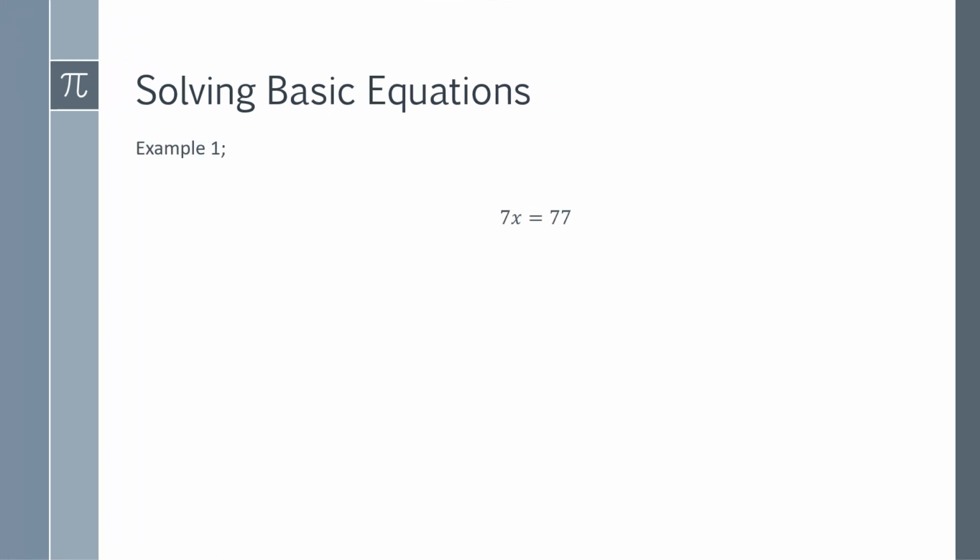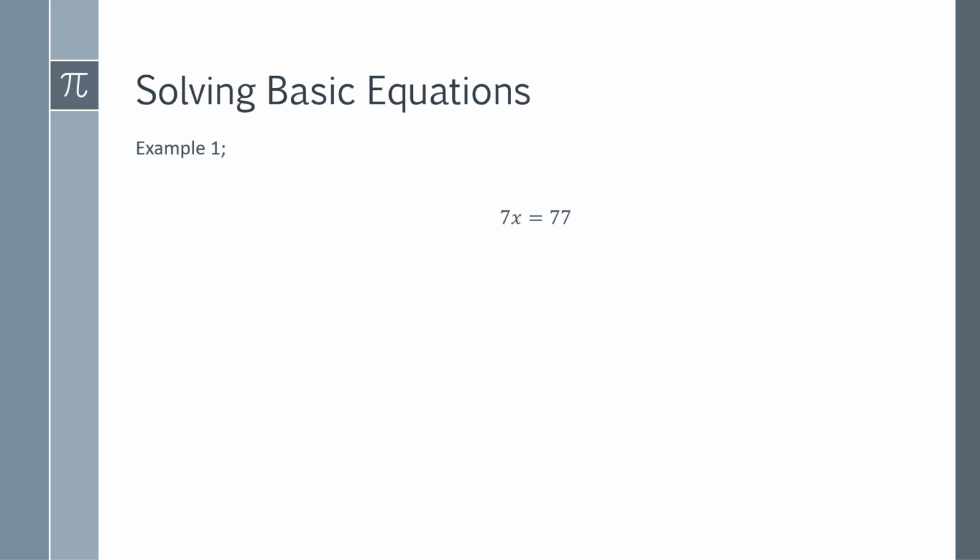7x equals 77. Like with all equations, we want to make sure we end up with two results at the end. We want both sides of the equation to be of equal value. We want one side of the equation to be just the variable by itself. So how can we manipulate this equation to get both results?